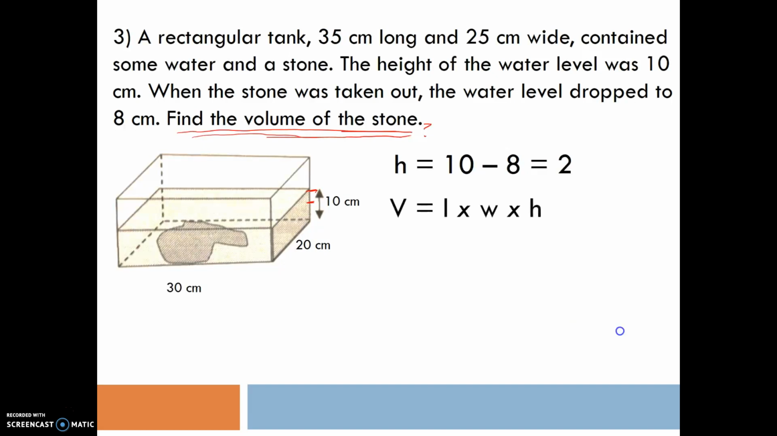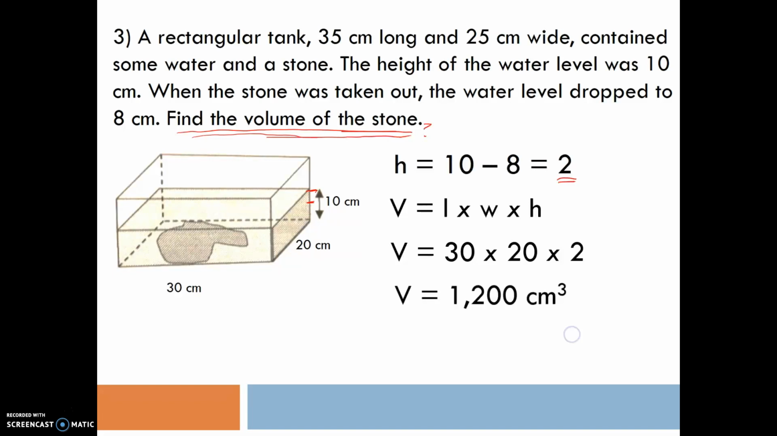Volume equals length times width times height. So we're going to plug in our variables, 30 centimeters times 20 centimeters times 2. We get that 2 from right here. That's the difference in height of the water from when the stone was in the water and when the stone was taken out of the water. And we'll go ahead and we'll find that volume. It's 1,200 centimeters cubed.